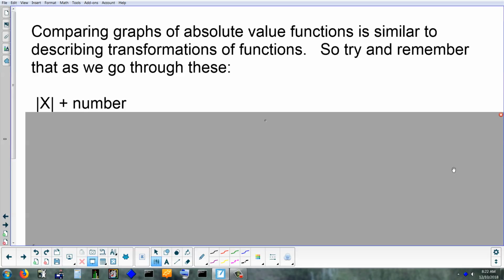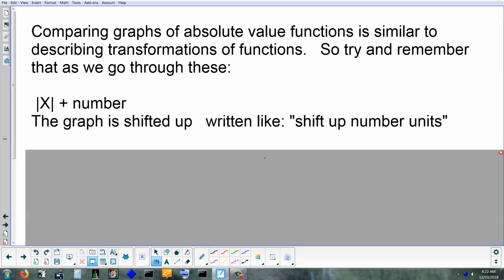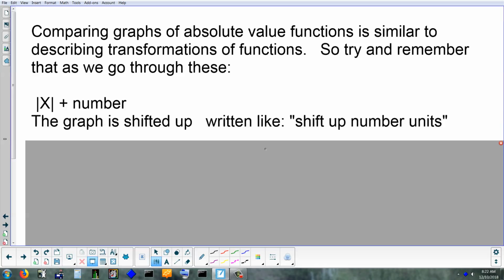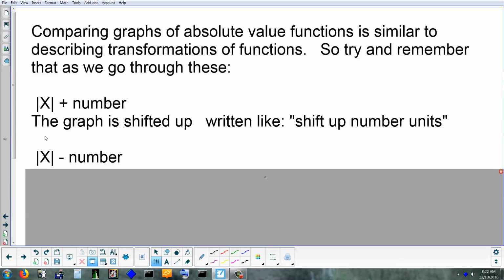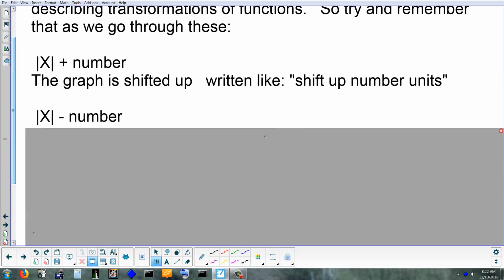Vertical shift. Give me a little more specific. Up. Exactly. You guys don't have to worry about writing this yet. So the graph is shifted up a certain number of units. Okay? So shift up a certain number of units. All right? How about this one? X minus a number.